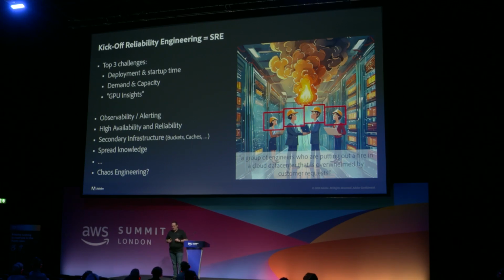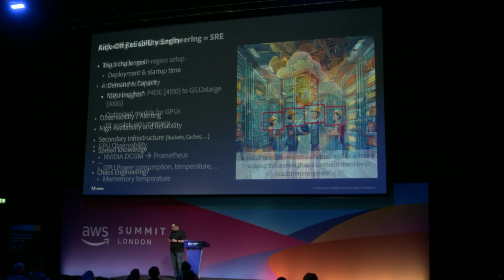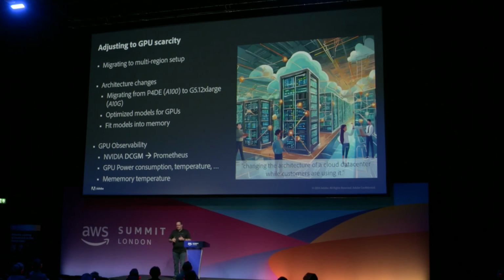And we're still looking into other opportunities to do some chaos engineering and really make the platform even more reliable. So we continue to adjust on our journey to the GPU scarcity. As I mentioned, we have the migrating to the multi-region setup, take what we need. We also figured out there's other GPU types we might be able to use because they are more available. So we migrated from P40Es to the G5s.